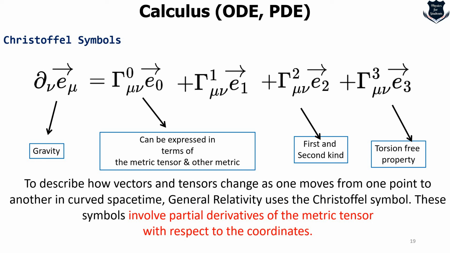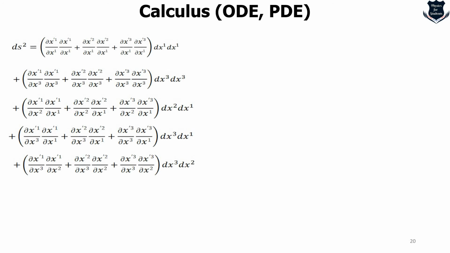So here is the summary. To describe how vectors and tensors change from one coordinate to another, general relativity uses Christoffel symbols, and these are nothing but partial derivatives of the metric tensor with respect to the coordinates. I will show you something very unique, and I will also show you the video in which I have done these, what are called the derivations of the metric tensor.